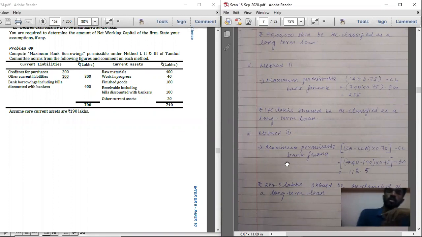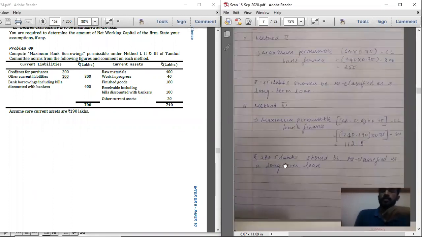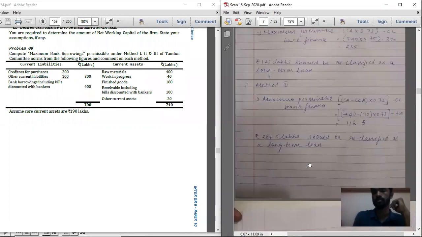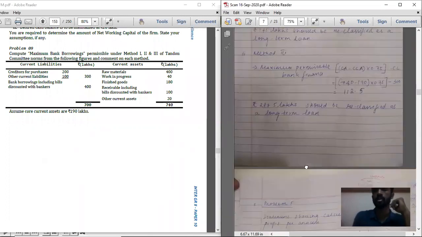So below that, record comment. Rupees 287.5 lakh should be reclassified as long-term loan.